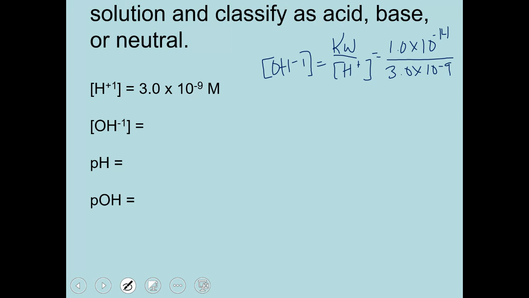Again, you should practice this on your calculator. And if you have any problems, email me. We can work out a Google Hangouts to help you figure out how to use your calculator. And I got 3.33 times 10 to the negative 6. So you want to try to get that on your calculator. Now, right there, I can pretty much figure out that this is a base. Does anybody see why?